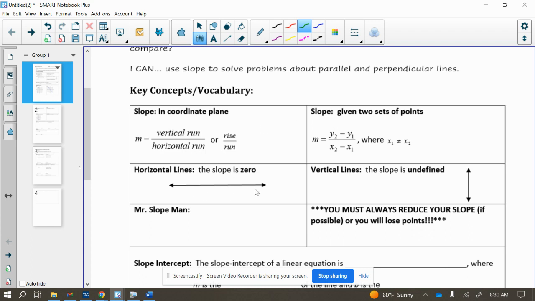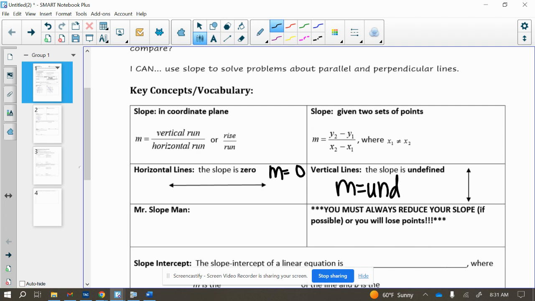Now, reminder with horizontal lines, their slope is always going to equal 0 because you're running a lot, but you aren't rising. You are rising 0, but you are running a lot, versus vertical lines, which rise a lot but run 0. When you have that 0 in the denominator, our slope is what we call undefined.